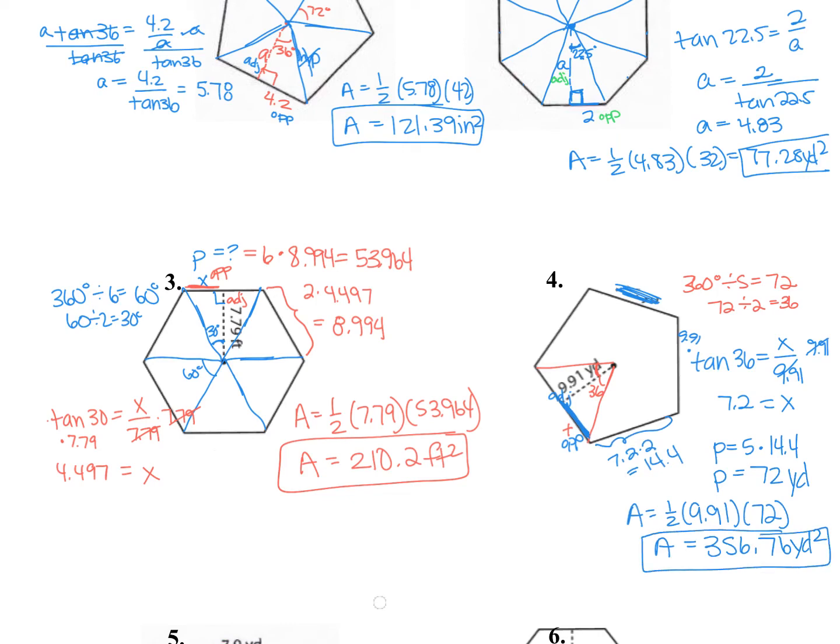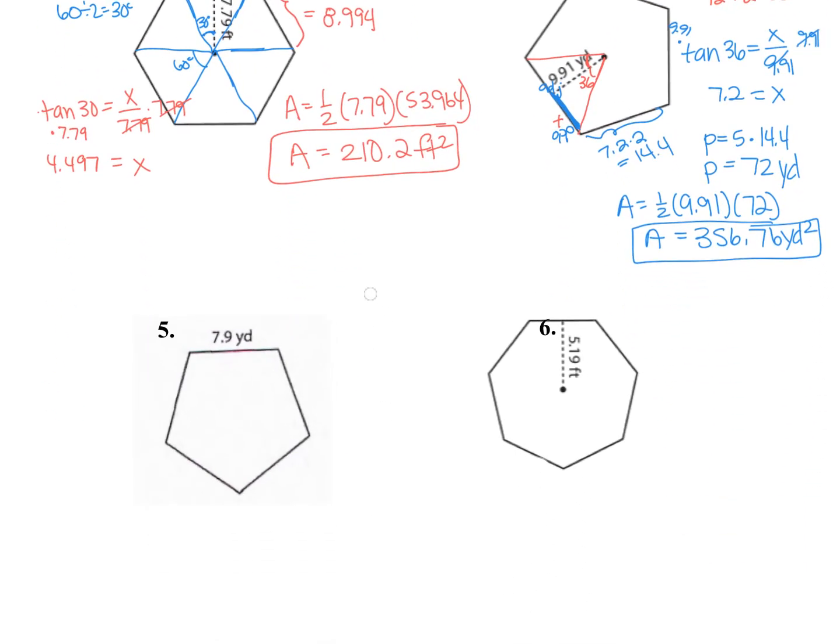So number 5 and 6, let's move down to those. Number 5, we're back to a problem where I'm given a side length. So on number 5, I know the side. What I don't know is my apothem. So in this problem, I know my perimeter. What shape is this? This is a pentagon. So my perimeter is going to be 5 times 7.9. And when I multiply those, I get 39.5 yards for my perimeter.